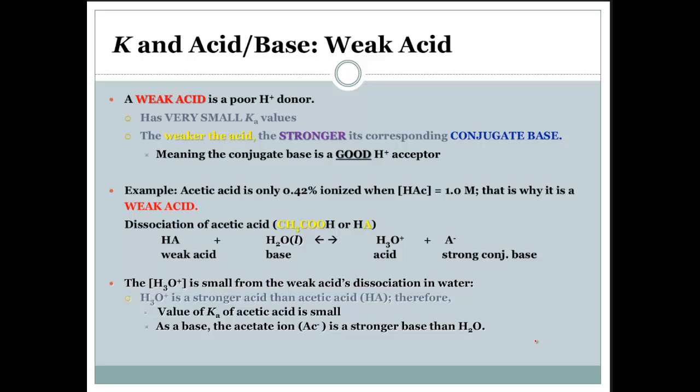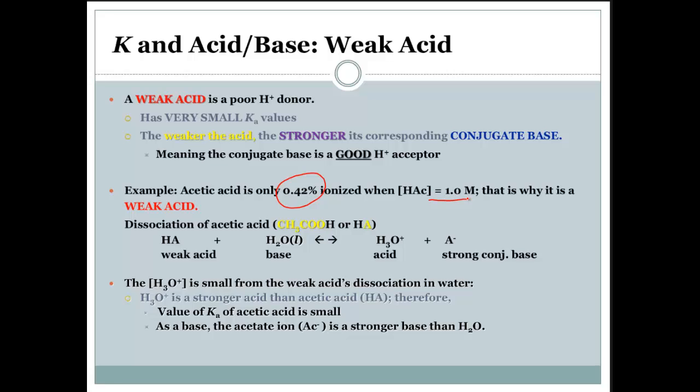Now, a weak acid is a poor hydrogen donor. It has a very small Ka value. The weaker the acid, the stronger the corresponding conjugate base, meaning the conjugate base is a good hydrogen acceptor. As an example, acetic acid is only 0.42% ionized when the acetic acid is 1 molar. That is why it's considered a weak acid.